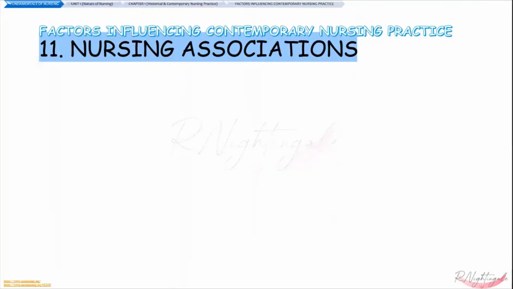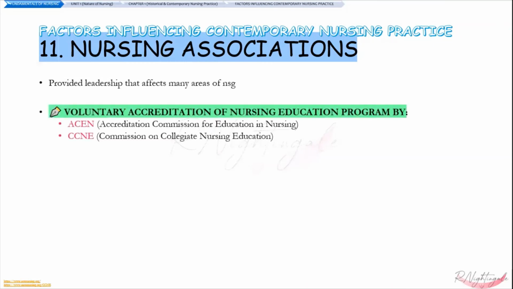Okay, the last factor influencing contemporary nursing practice are the nursing associations. Professional nursing associations have provided leadership that affects many areas of nursing. Voluntary accreditation of nursing education programs by the Accreditation Commission for Education in Nursing and Commission on Collegiate Nursing Education has also influenced nursing. The ACEN supports the interests of nursing education, nursing practice, and the public by providing specialized education for all levels of nursing education and transition to practice programs.